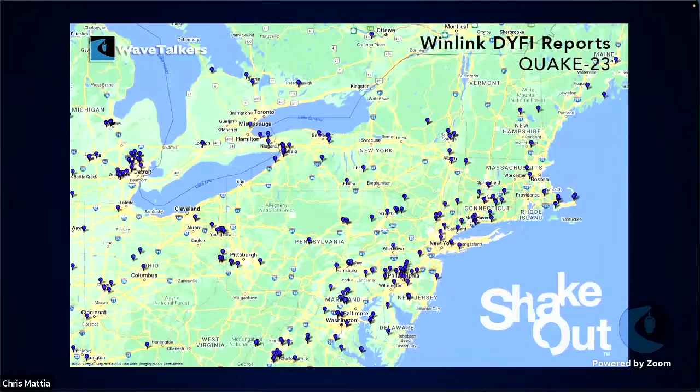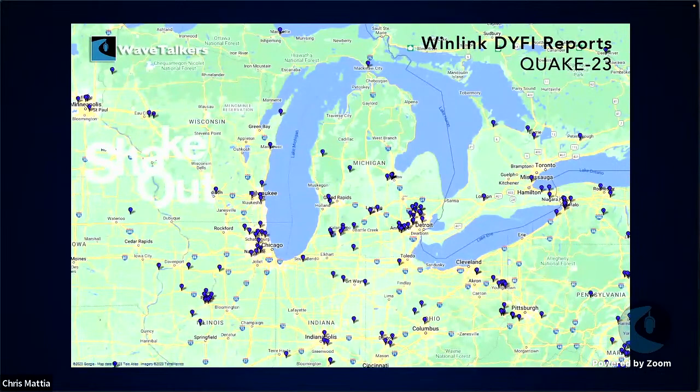Let's drill in a little closer here to the Northeast so you're able to see in a little more detail and hopefully pick out, if you were in some of these areas, your PIN, to see your check-in, that it was actually received. And all of these check-ins went through the WinLink system, and they were all delivered to the USGS. Let's come over here to the Great Lakes area.